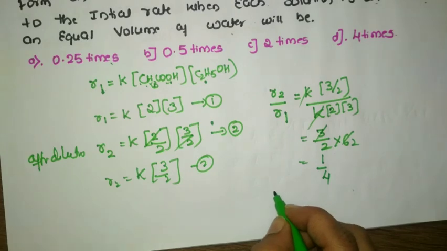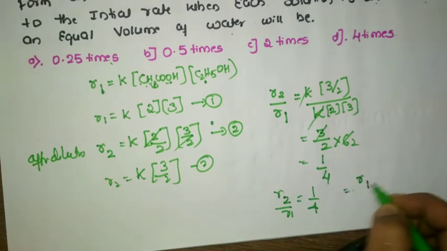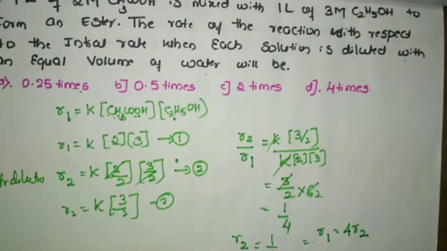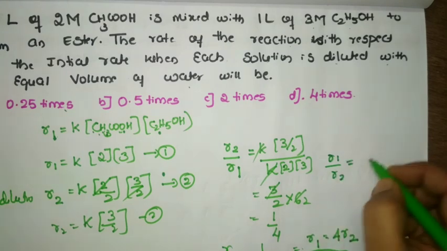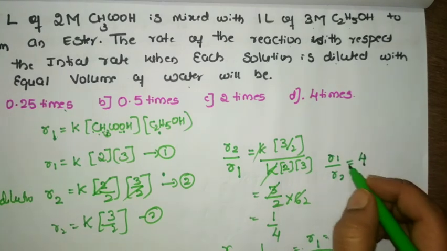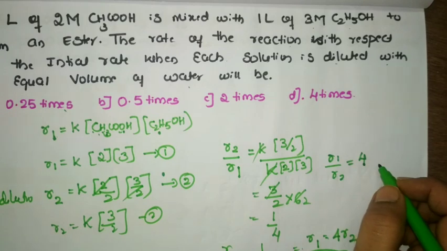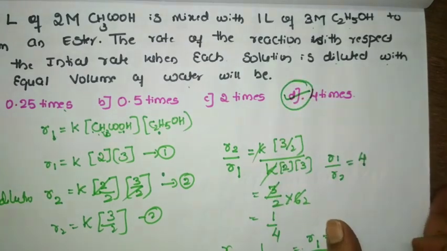So can I write here R2 by R1 equal to 1 by 4, or R1 equal to 4 into R2. So what happens here? R1 by R2 is going to be 4, which means after the dilution, the rate will reduce to 4 times the initial rate of a reaction. So it is option D which is correct. This is how you need to find out, very simple.